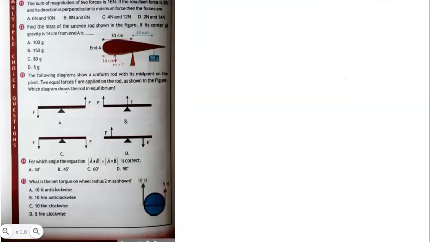Question number 11: the sum of the magnitudes of the two forces is 16 Newton. कोई भी हमारे पास दो forces हैं जिनका जो magnitude का sum है वो 16 Newton है. So let's suppose F1 plus F2 is equal to 16 Newton. Then if the resultant force is 8 Newton and it is perpendicular to the minimum force, then the two forces are, हमें F1 और F2 basically calculate करनी है और that resultant is equal to 8 Newton.